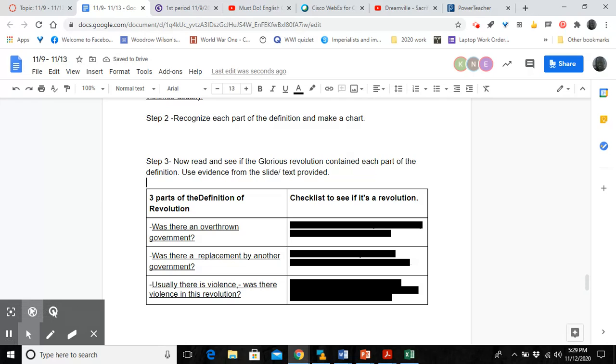The next thing you must do is read the Glorious Revolution information and see if there's each of these parts in that revolution. If so, you're going to answer it in the chart and tell me the information detail by detail from the slide. That is your text evidence. The first one, no, let's read first.